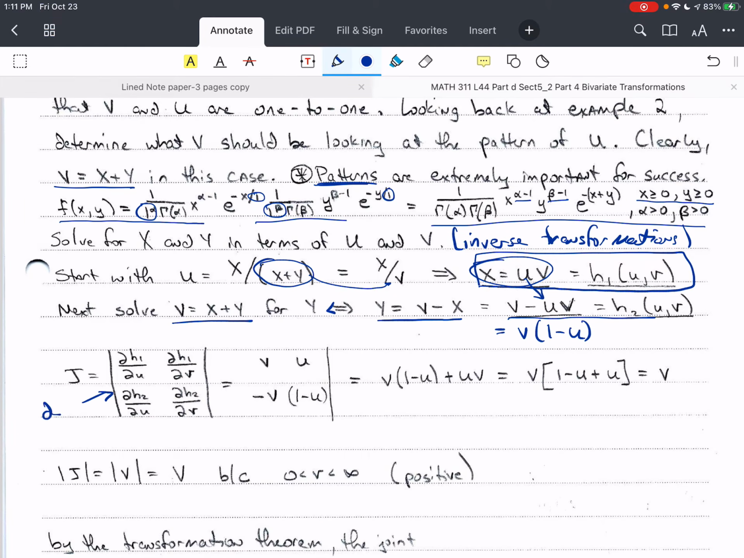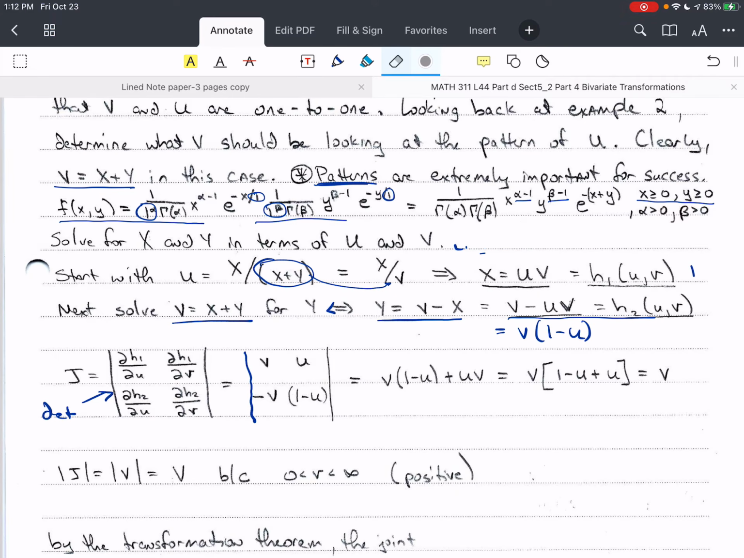Remember, this is the determinant, which can be abbreviated det, the determinant of this matrix. So it's not the absolute value, it's the determinant. So I take the derivative of h1 with respect to u, and h1 is u times v. So the derivative with respect to u is going to leave me v, and that's what I have here. The derivative with respect to v leaves me u, and then I take, and again I can write this as v times 1 minus u equals h2 of u and v.